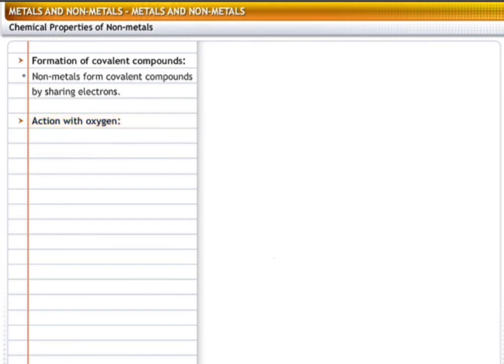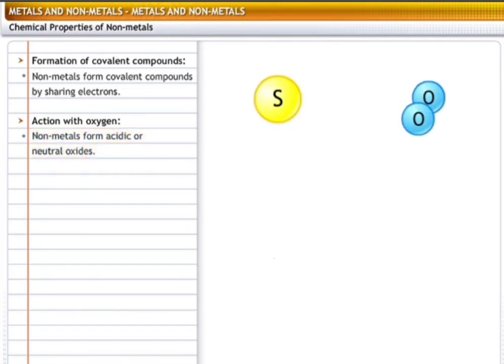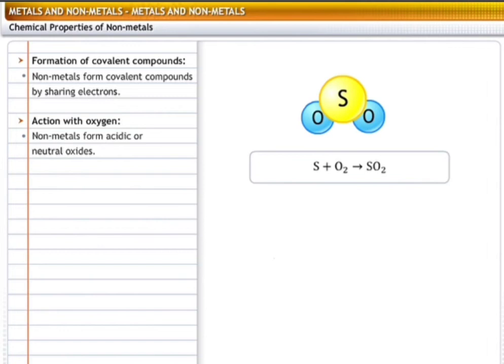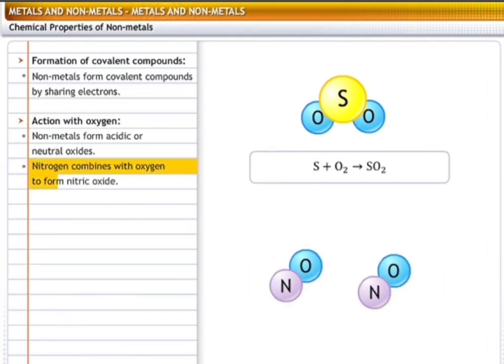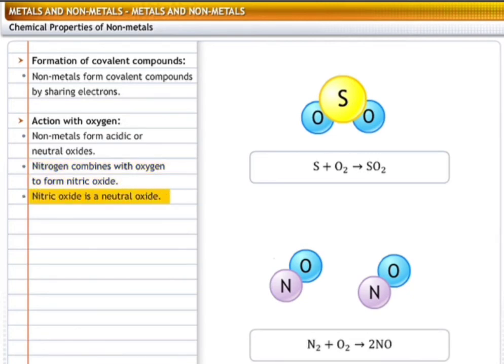Action with oxygen. Nonmetals form acidic or neutral oxides. For example, sulfur reacts with oxygen to form sulfur dioxide, which is acidic. Nitrogen combines with oxygen to form nitric oxide. This nitric oxide is neutral in nature.